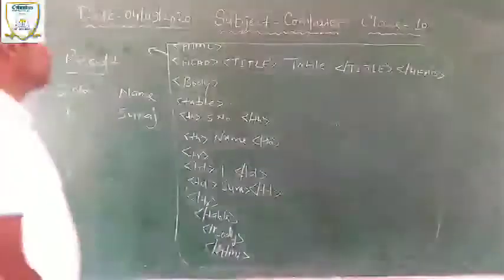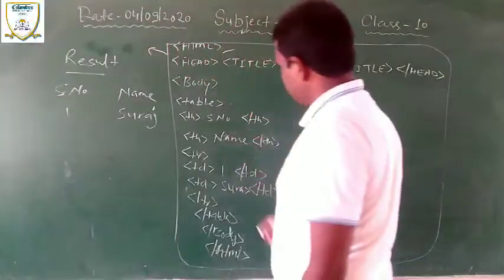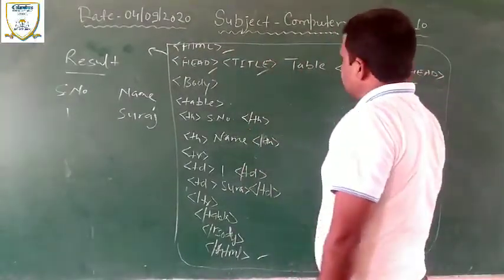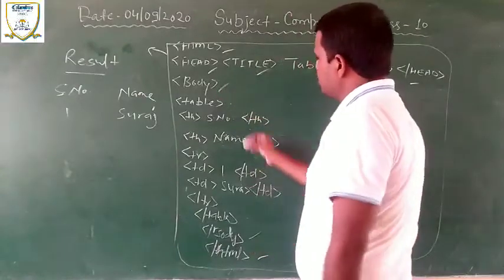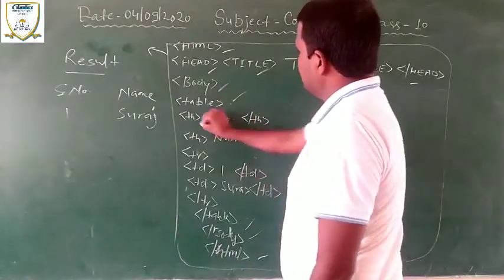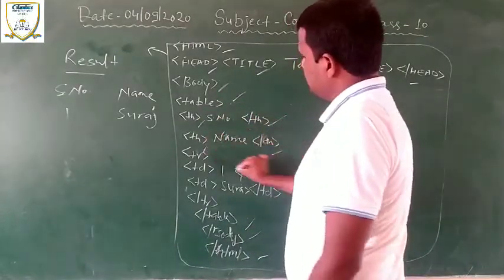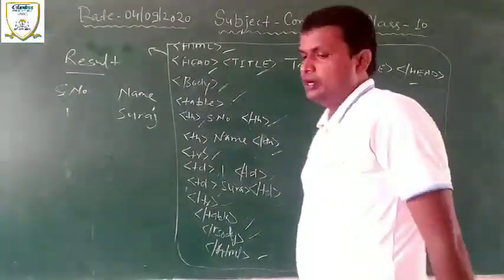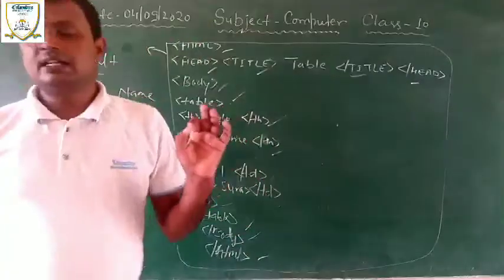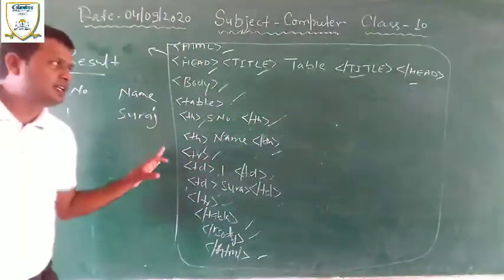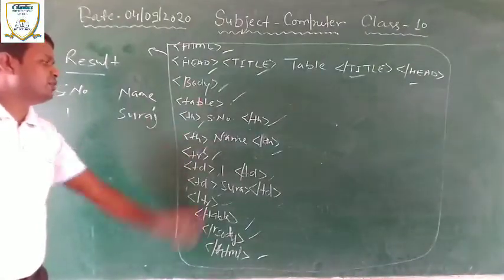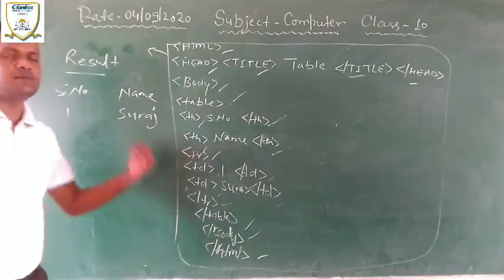Okay. So HTML start, HTML close, head start, head close, title start, title close, body start, body close, table start, table close, TH start, TH close, TH start, TH close, TR start, TR close, TD start, TD close, TD start, TD close. It means when you check that container tags both have start and close, then it's clear. Okay, so this coding is complete. When you complete this, then you get this type of table.